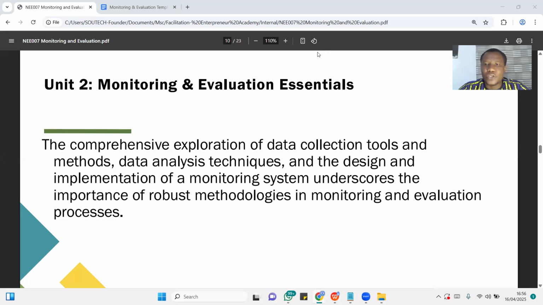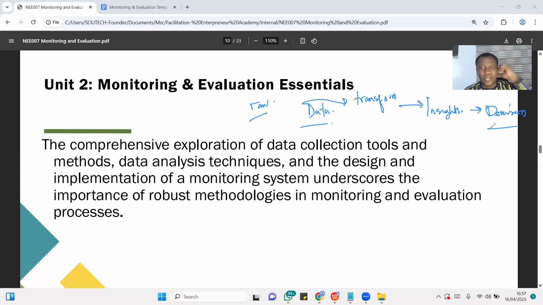Very important, you need to understand that if you need to do monitoring and evaluation, it's about data, right? It's about what? Data, right? So you want to collect raw data. You want to transform that data. You want to make it in a form that you can have some kind of insights so that you can do what? Take decisions.